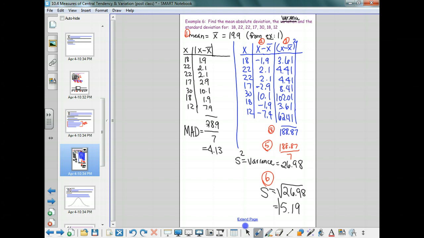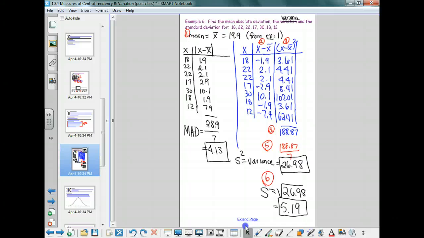5.19. So that's my standard deviation. This is my variance. And this is my mean absolute deviation. And they're all telling you how spread apart the data is, but in a different way. Okay, there's one more item in this section to talk about.